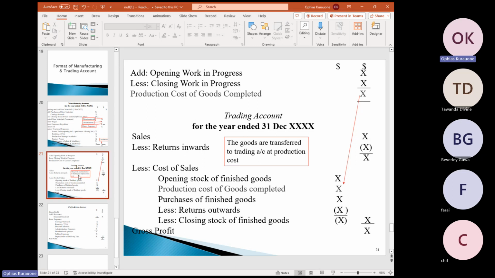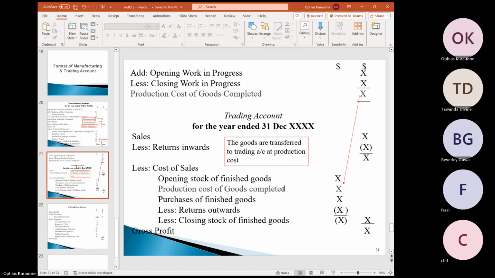Then cost of goods sold: you have opening stock of finished goods, production cost of goods completed, purchases of finished goods, less returns outwards, then closing stock of finished goods. So you cannot prepare a trading account before you prepare the manufacturing account, because the figure of production cost of goods completed is needed here. Make sure you prepare the right manufacturing account first.